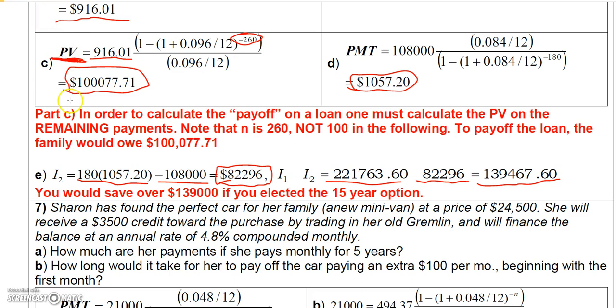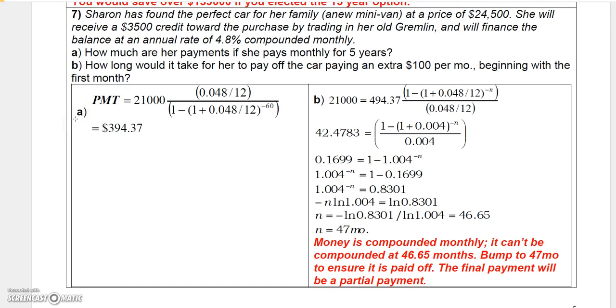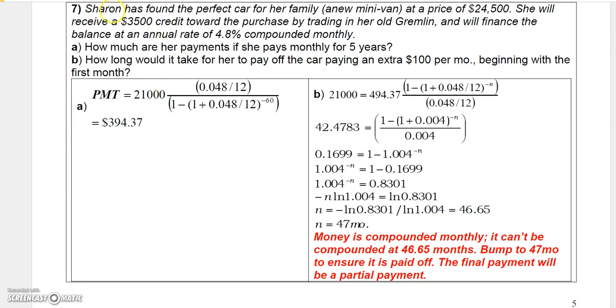And so that's all I have on this video. I'll let you look at number 7. On that one, you can just freeze the video and read through number 7. I'm not going to go over that one because I've already worked problems like both of those. And then I'll finish this up when I get to home equity on the next video.